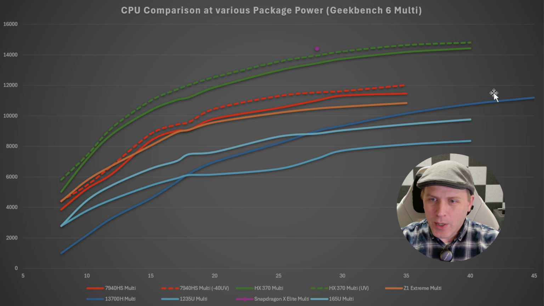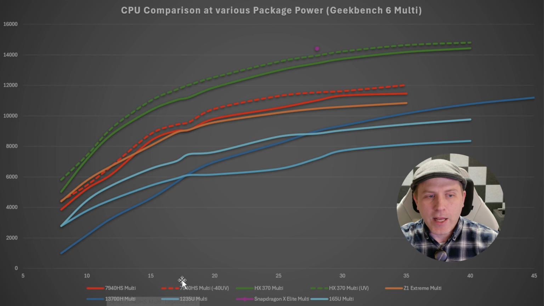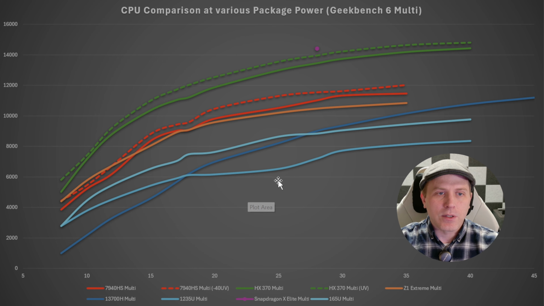But all of these blue Intel lines, it's not a very efficient thing. You really have to give it a lot of power, 40 watts, 45 watts, before it even gets close to AMD's offerings at the 7940HS and the HX370, which we'll get into a little bit more. So this is why when people over the last few generations have talked about how Intel's better, well, yeah, once you throw 45 watts at the CPU, you actually see something like a 13700H, and a 14700 would be on this line too.